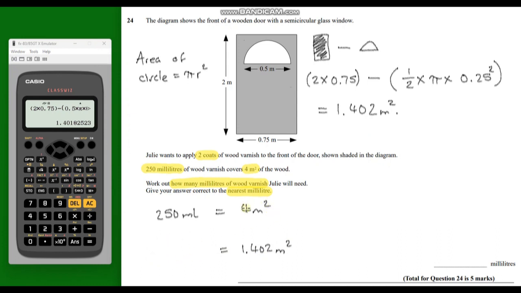Now I'm not going to go straight from 4 to this. First of all, I'm going to work out how much varnish we would need for 1 meter squared. So to do that, I'm just going to divide by 4. So to go from 4 to 1, I'm just going to divide by 4. So I'm going to do exactly the same here if I divide that by 4. So 250 divided by 4, that will give me 62.5 millilitres.